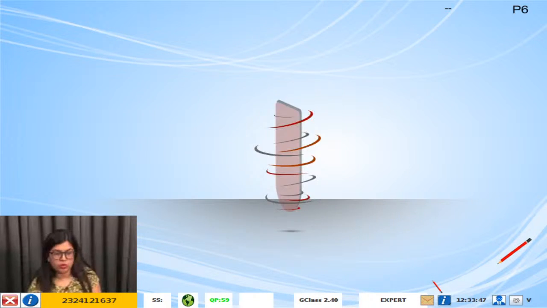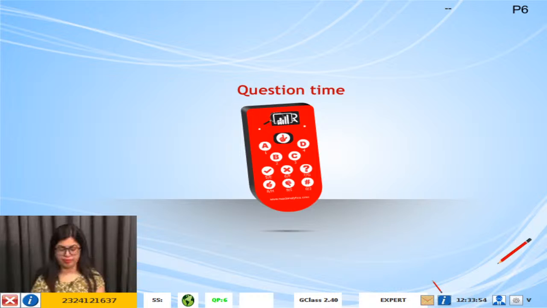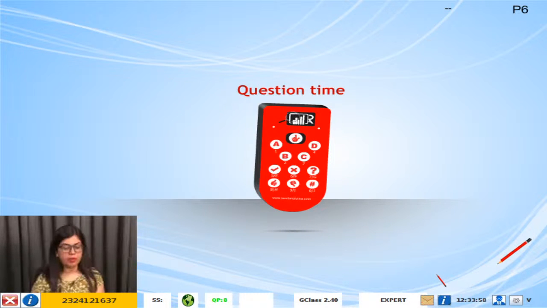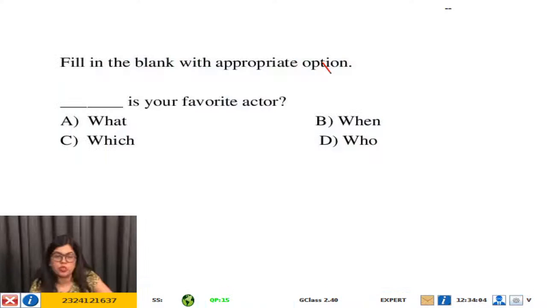Here I have another question for you all. All of you take out your clicker devices. Let us look at the question. Fill in the blank with the appropriate option. Dash is your favorite actor. Option A, what. Option B, when. Option C, which. Option D, who. I'm giving you all 30 seconds to answer this question.